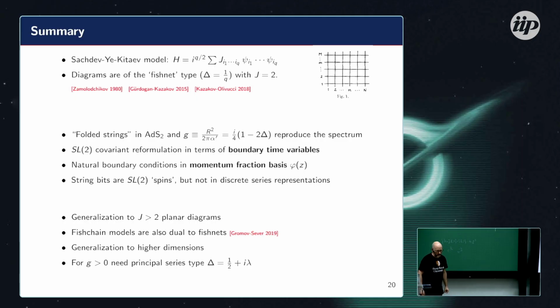So the Sachdev-Ye-Kitaev model has this Hamiltonian. I didn't talk about it, but these ladder diagrams are of the fishnet type. The fishnet Feynman diagrams look like this. This is just a picture from Zamolodchikov's paper, and he realized that these are integrable. So you can actually embed these SYK diagrams into a larger integrable model.